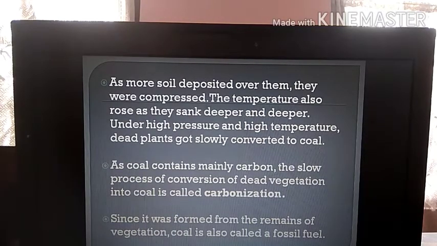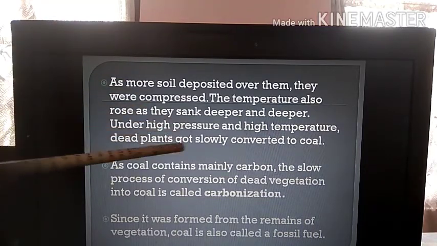Above it were many layers of soil, so definitely the forest layer was sandwiched in between the layers of soil. When it is sandwiched, it is compressed and no air can enter. There was a completely anaerobic environment inside. The temperature rose as they sank deeper and deeper. We know that the temperature of the earth's crust is very high. As they sank deeper, the temperature was high because no air could circulate.